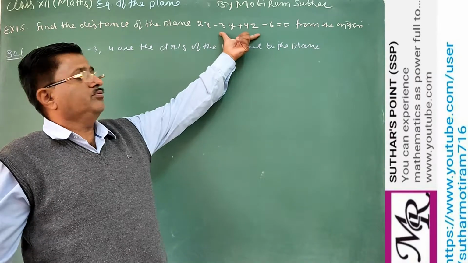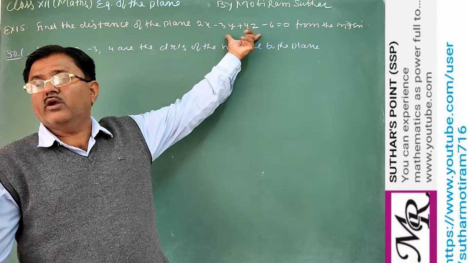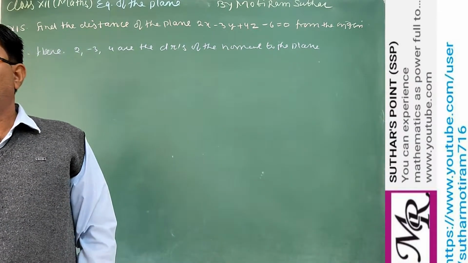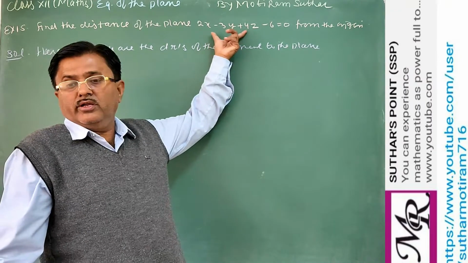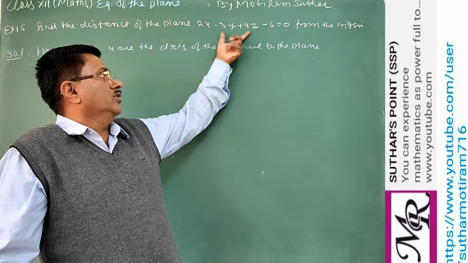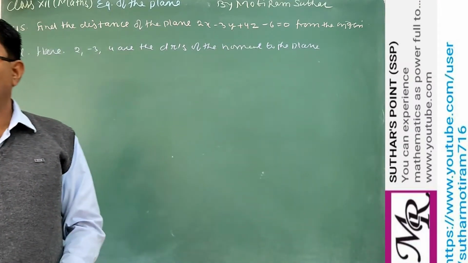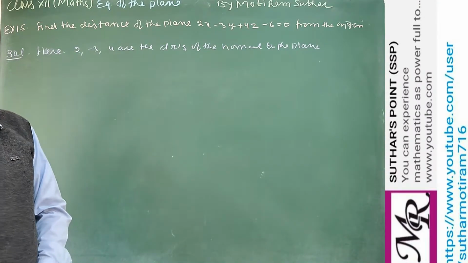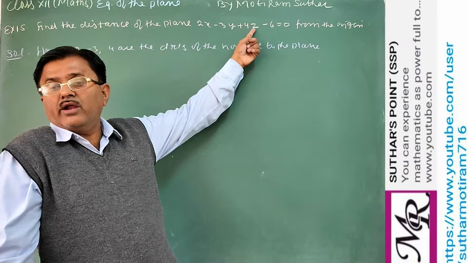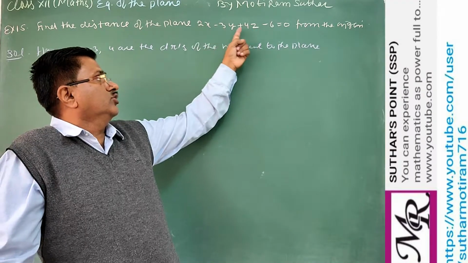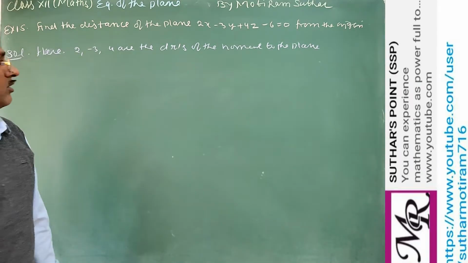You know that if we want to find the distance of a plane from the origin, we have to convert it into the standard normal form. It is not given in the normal form. We are given the Cartesian form, but it is not in the standard form. So first of all, we have to convert it into normal form by using the unit normal vector. Here, whatever the coefficients of x, y, z are, they are called the direction ratios of the normal vector.